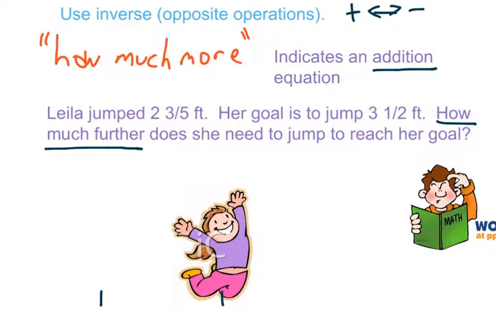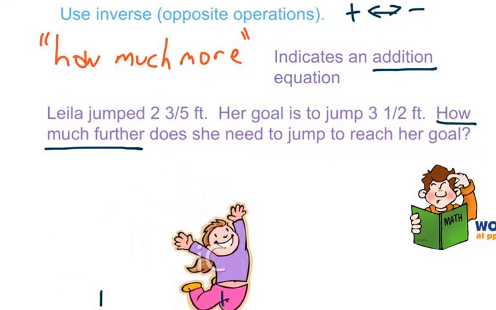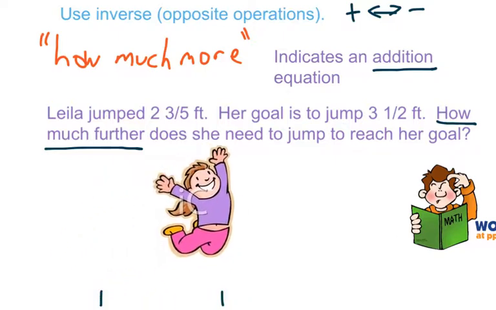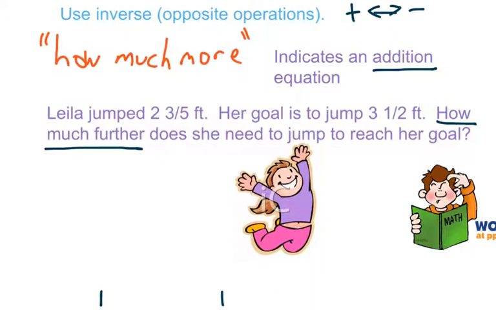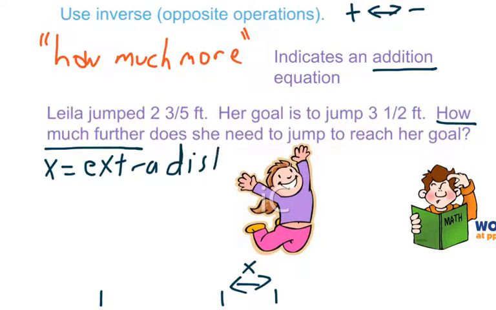But basically, this is saying Layla jumped this far. She needs to be able to jump this far. So how much further, it's this space right here, how much further does she need to jump? That's our x. So we're going to represent our x, or our variable. X is the extra distance needed to reach her goal. I'll just say extra distance needed.